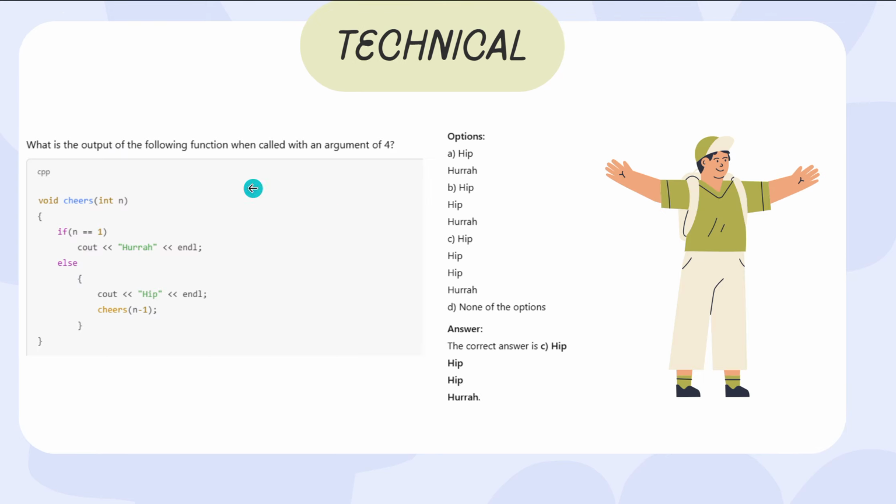This is also from technical. They will give a certain code and you have to find the correct option. What is the output of the following program? Okay, see, this is C++, I think. Now the correct option is hip hip hip and hooray. Okay, find the solution of this. Let us go into the other question.